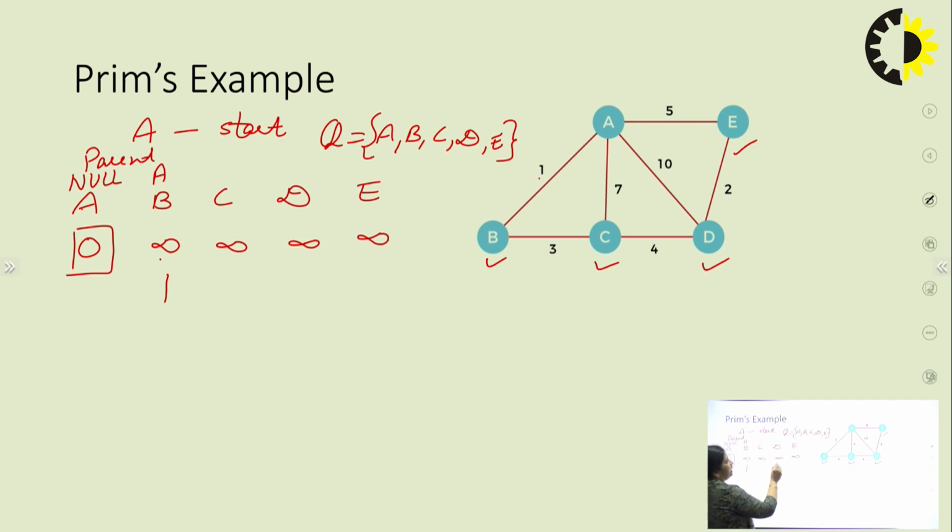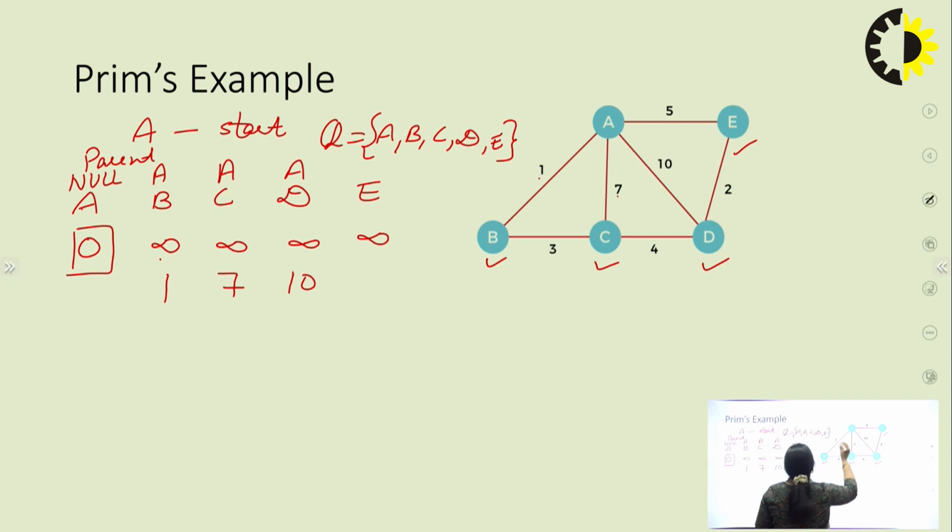Okay. C. Now, A to C. A to C, this is 7. 7 is less than infinity? Yes. Reset. Parent node is A. Okay. A to D. A to D is 10, which is less than infinity. Yes. Parent node will be A. Okay. A to E, 5, which is less than infinity. Yes. So, what happened? We found lesser value edges than keys. So, in this particular iteration, all the values have been reset. Now, what is the second step?